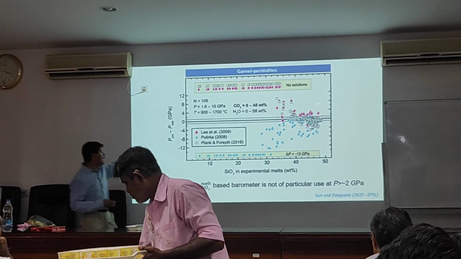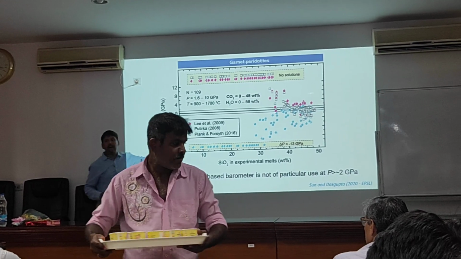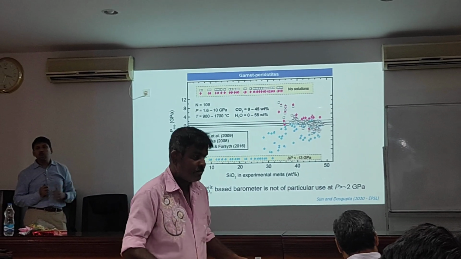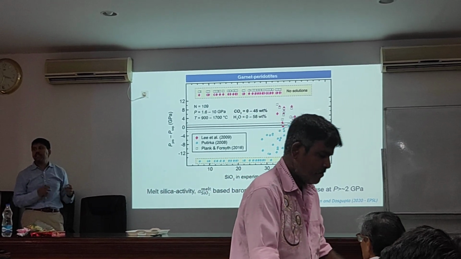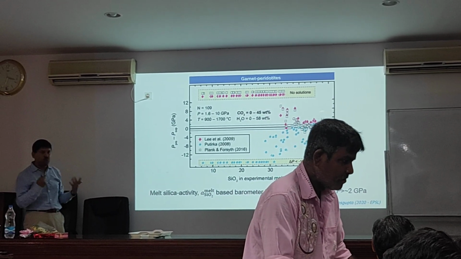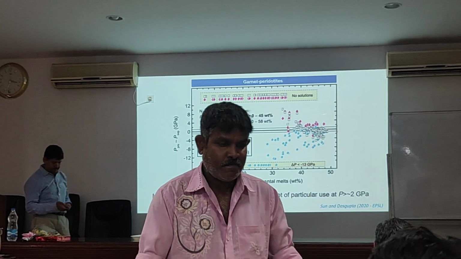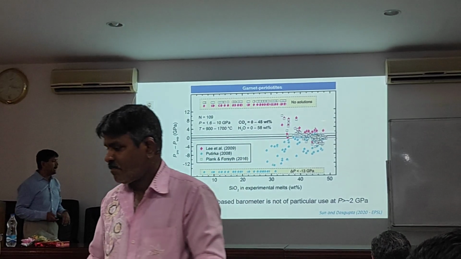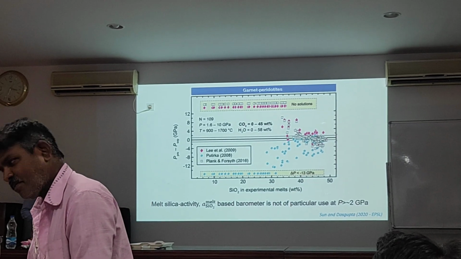And by the way, I'm not picking on these studies. They didn't devise their barometry to be applied to low silica melts. It's just a demonstration that those calibration systems don't work. You shouldn't use them for low silica melts, especially if the magmas are generated at around 70 kilometers or deeper, in the garnet stability field.